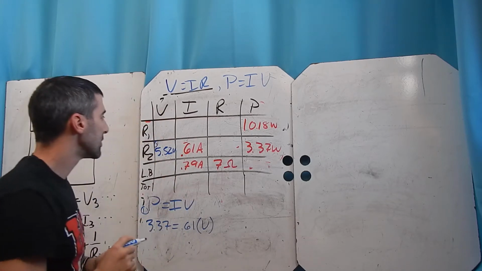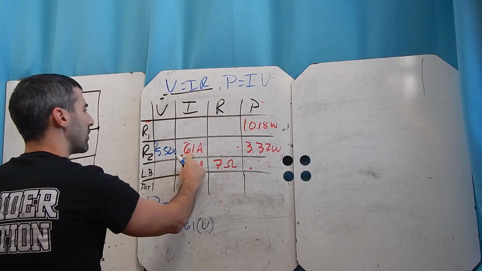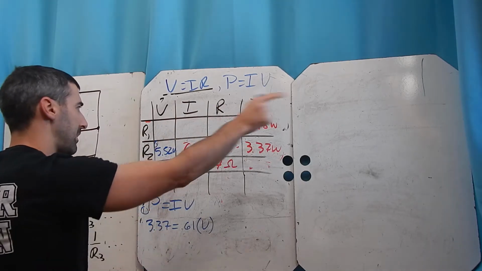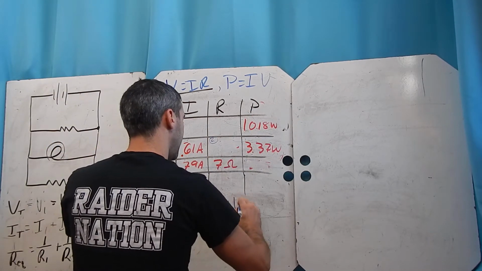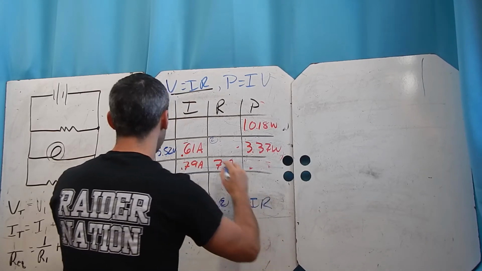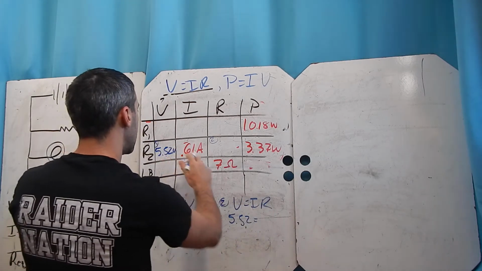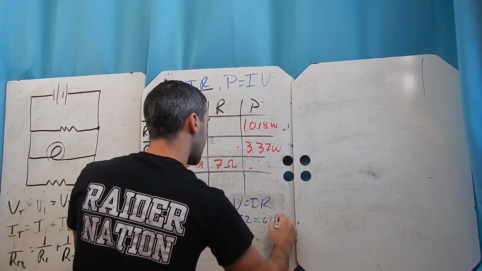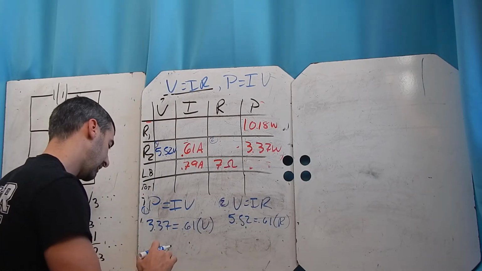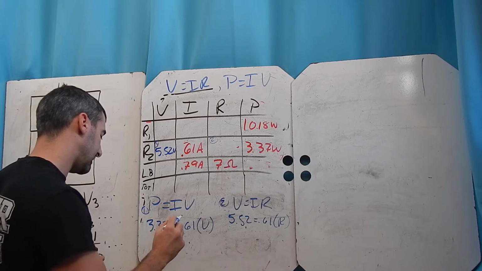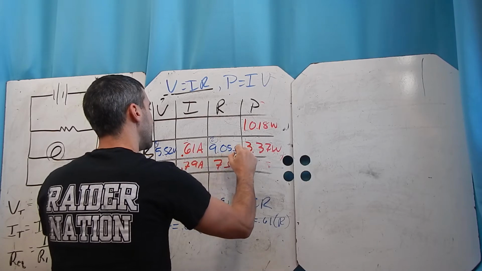52 volts. So that's step number 1. Now I can, if I want, do this: V equals I times R, just because I can fill up that whole thing. So step number 2, I'm going to say V equals I times R. 5.52 equals 0.61 times R. 5.52 divided by 0.61 is 9.049, so 9.05 ohms.